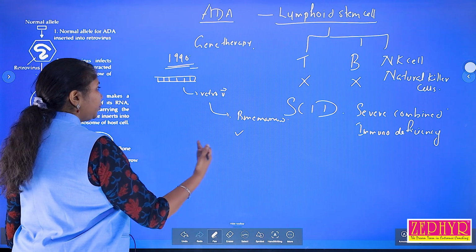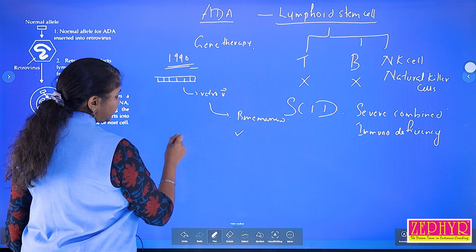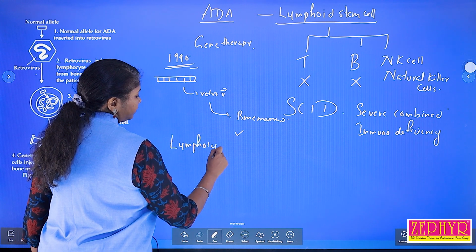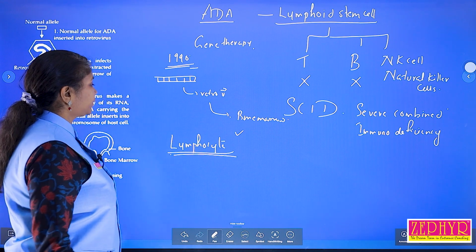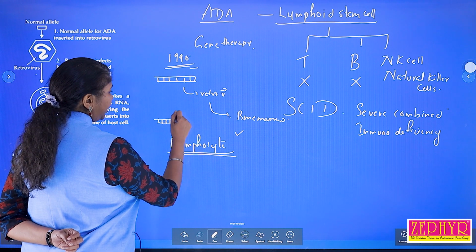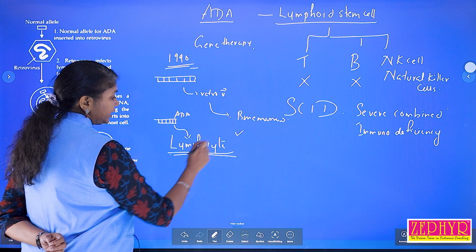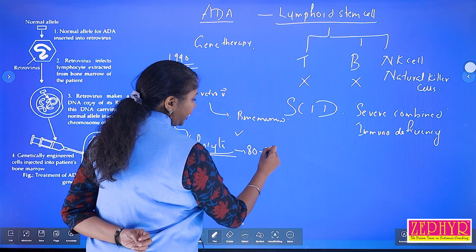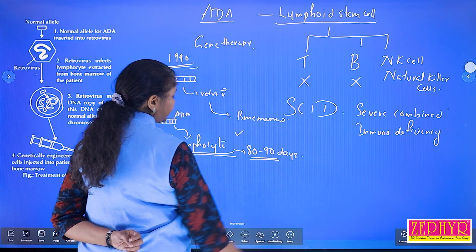So what we did is we rerouted it. There is no other way to cure this. So we thought of introducing this into a lymphocyte. That was our next area of thought. Why not introduce this into a lymphocyte? Now, if I introduce this gene, that is the ADA gene, into a lymphocyte, then the issue is that this lymphocyte has only a certain lifespan. That might be 80 to 90 days at the max.